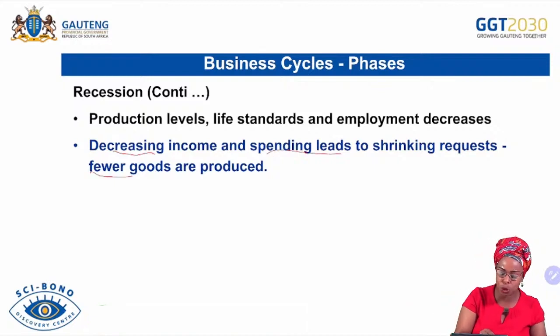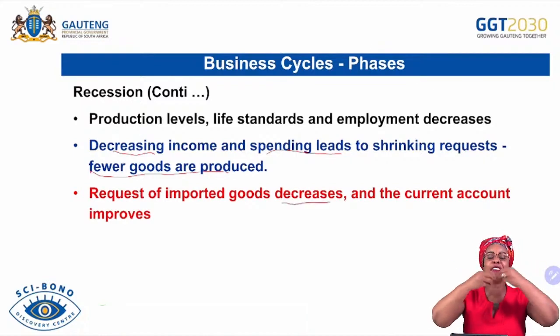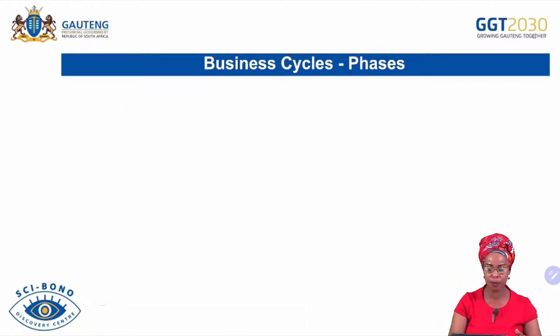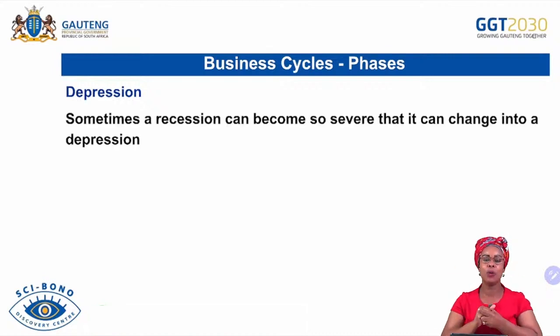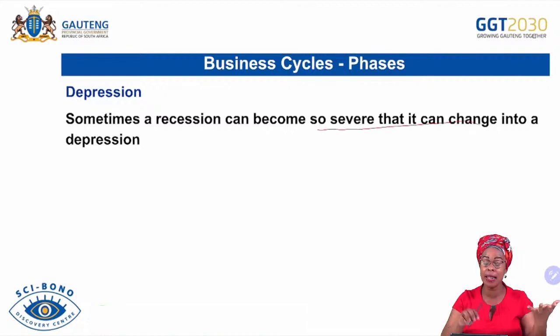Fewer goods are produced during the recession. The request for imported goods decreases. Businesses and consumers don't have enough money to import, so exports will be higher than imports and the current account will improve. Then, if we don't get quickly out of the recession, we will go deeper into a depression. Sometimes a recession can become so severe that it can change into a depression.